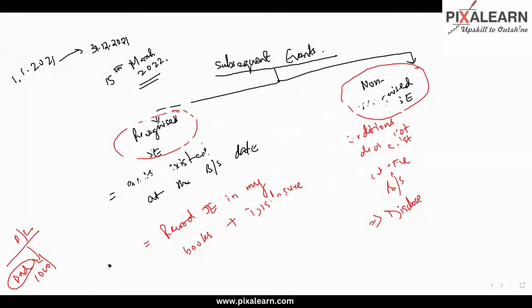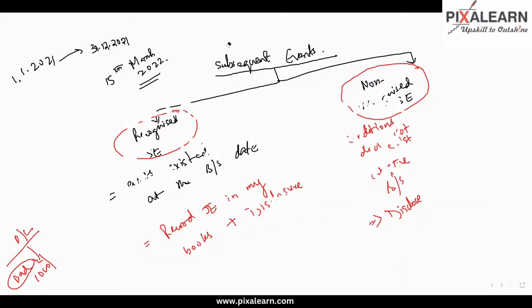Is this clear? That is why we say record the JE and also give a note disclosure. So that means the balance sheet date you are taking is 15th March 2022? No, no, 31st you are taking. Balance sheet date is always 31st December.